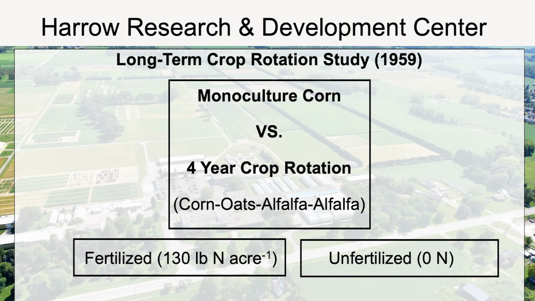And this is where I'm going to start using some of my examples from my research. This is the Harrow Research Station. This is in Ontario. It's near the Detroit border on Lake Erie. So a little different in the southeast, but I think these are universal concepts. And so I was able to work on a long-term rotation that started in 1959. It's a really simple setup. It's monoculture corn versus corn, oats, and alfalfa, and 2 years of alfalfa. Kind of an old school rotation.